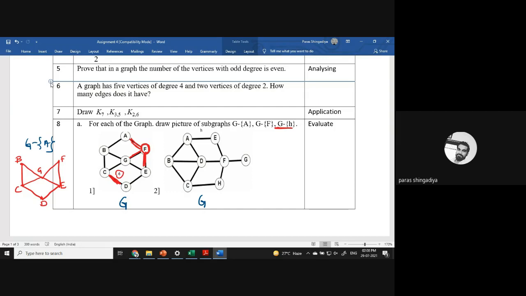Here also, for G minus A you have to delete A, so these three edges also will be removed. Then G minus F, so that F you have to delete, so these four edges also will be removed. Then for G minus small h, h is in between A and E, so just remove this edge and the rest of the part as it is. Complete it, and if you have any doubt, please ask.